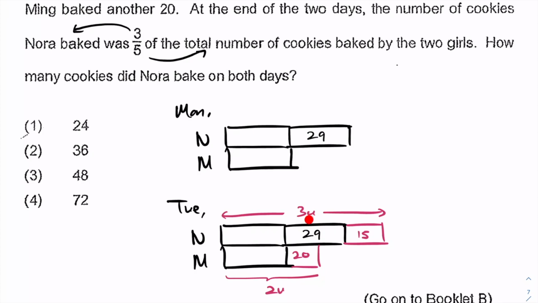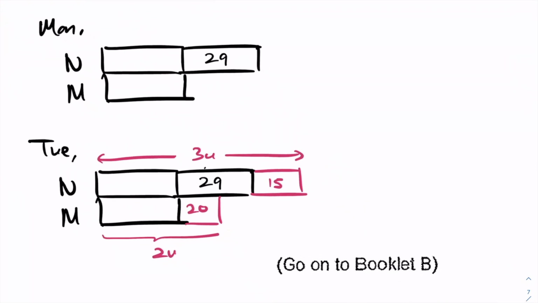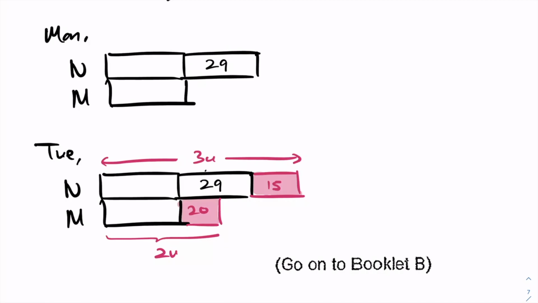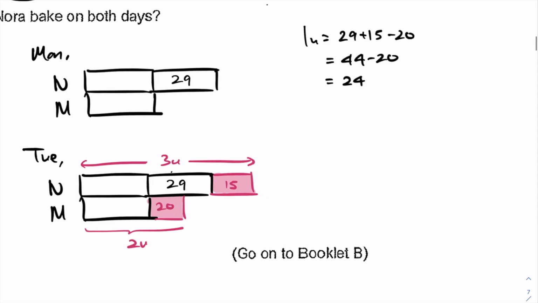Now, doesn't that mean Ming's units would be 2? Because the total was 5. And another thing you can conclude is that if this is 3 units and this is 2 units, the difference must therefore be 1 unit. And that we can find by taking 29 plus 15 minus 20. That would be the difference here, which would be 1 unit. So 1 unit is 24.